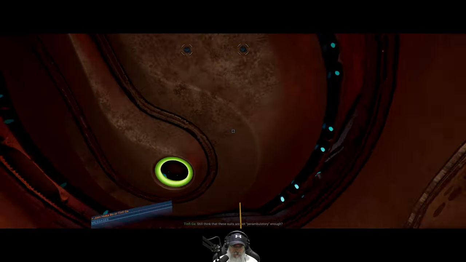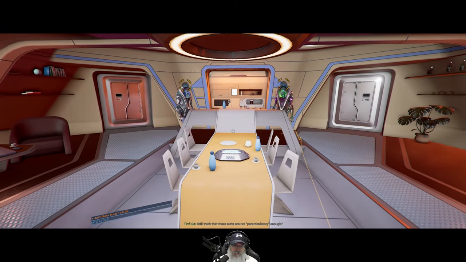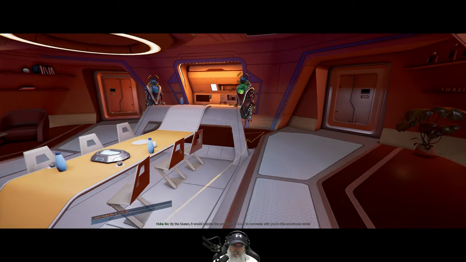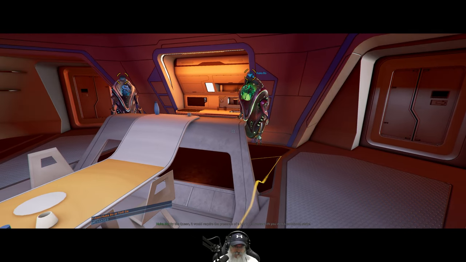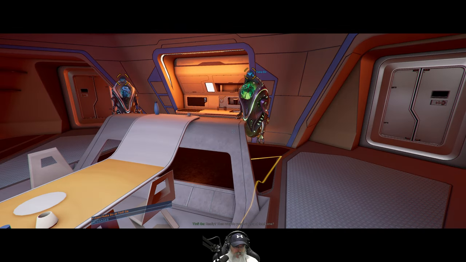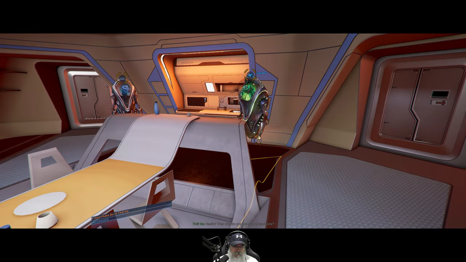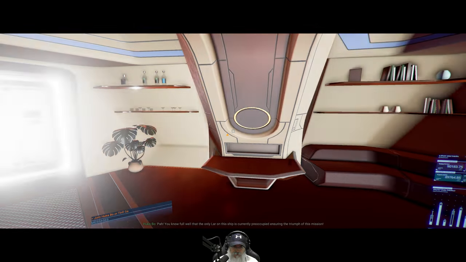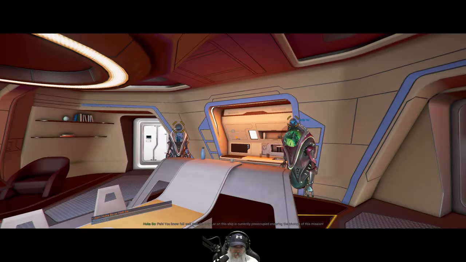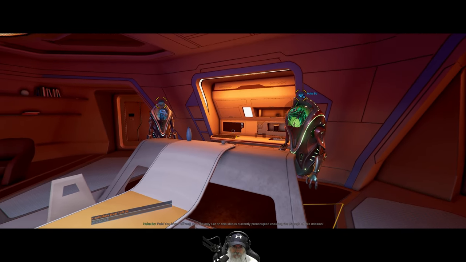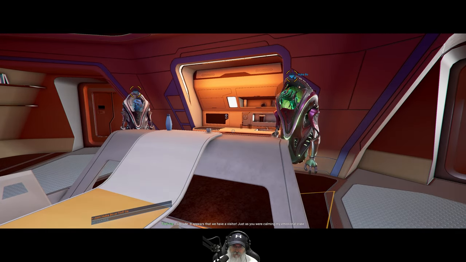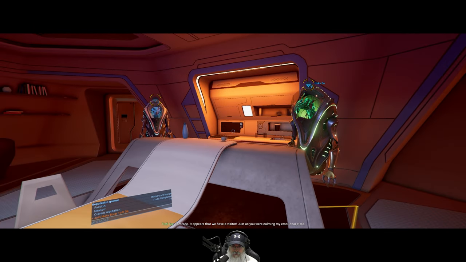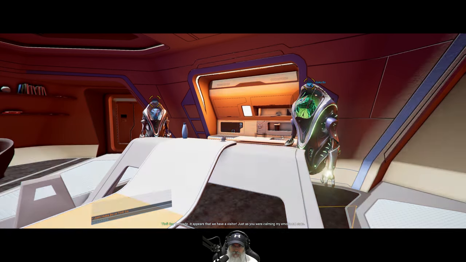You still think that these suits are not perambulatory enough? By the Queen, it would require the presence of a Lar to converse with you in this emotional state. Really? Then why do you not go and fetch one? Pah! You know full well that the only Lar on this ship is currently preoccupied ensuring the triumph of this mission. Comrade, it appears that we have a visitor. Just as you were calming my emotional state.